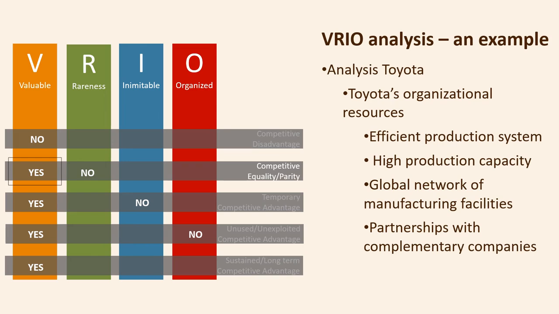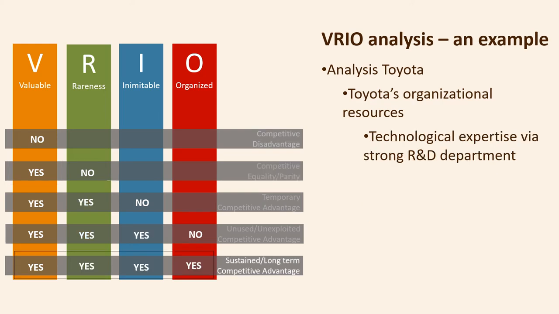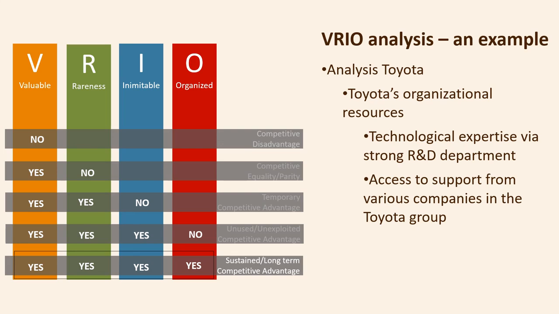The partnerships with the complementary companies also score a V for valuable, but again, neither rare nor well organized. Again, we have a competitive parity. The technological competence expertise via a strong R&D department is so strong that it has a yes in all 4 areas of the VRIO analysis. Thus, it is a lasting competitive advantage. The same applies to the core competencies where Toyota has access to support from various companies in the Toyota Group.